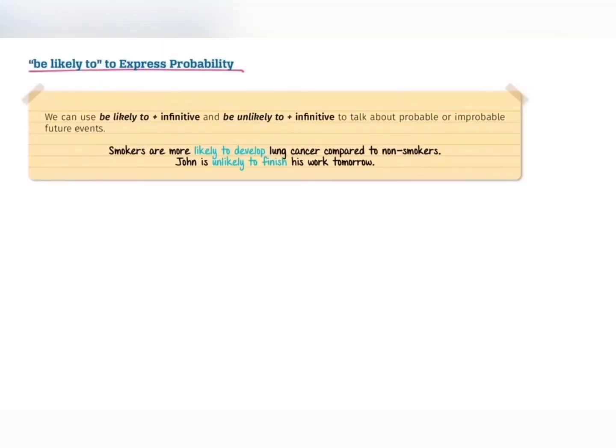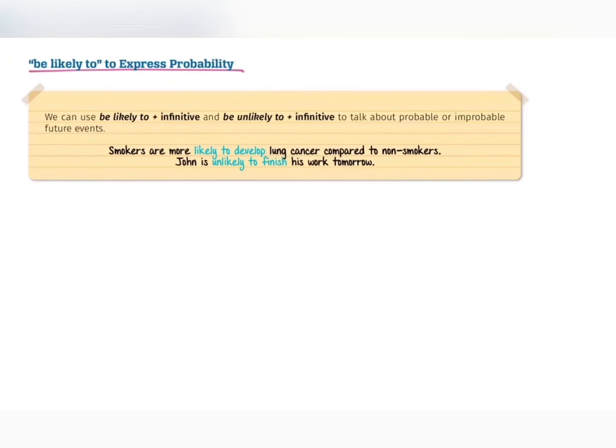For the topic of be likely to express probability, the only thing I could maybe point out is to remember to use the subject-verb agreement correctly, because you are required to use the verb to be in this case. So look at your subject, and based on that, you are going to decide what form of the verb to be you need to be using. So for example, smokers are more likely to develop lung cancer compared to non-smokers. Smokers, if you were to change that to a pronoun, that would represent they, and they is a plural pronoun, therefore it goes with the form of the verb to be, are.